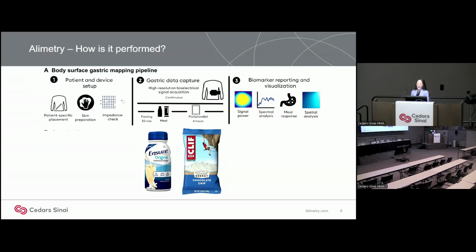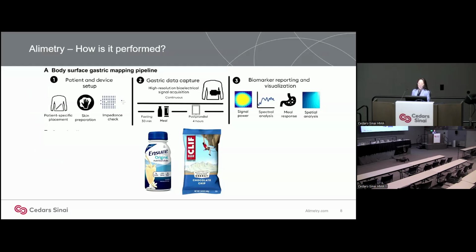So how is alimetry performed? What does the patient actually undergo? The patient comes to our clinic, and depending on how much hair is on the surface of the abdomen, if there's a lot of hair, then the nurses in our clinic will actually shave the hair so that they can attach the adhesive pad. Then regardless of whether there's hair or not, the skin is prepared with a skin exfoliant pad, and then the array panel is attached and an impedance check is performed to make sure there's a good signal. Once the data starts recording, it will first record 30 minutes of a fasted state.